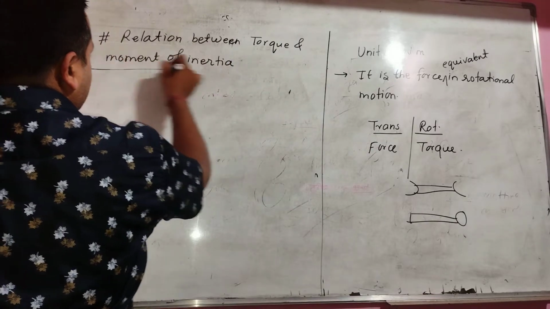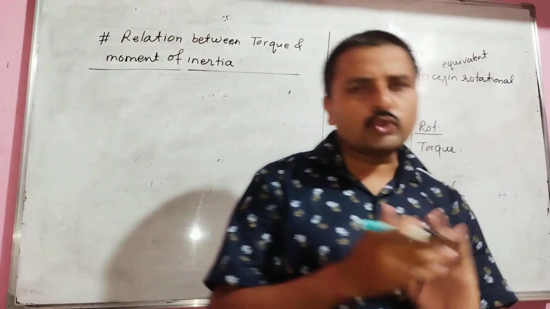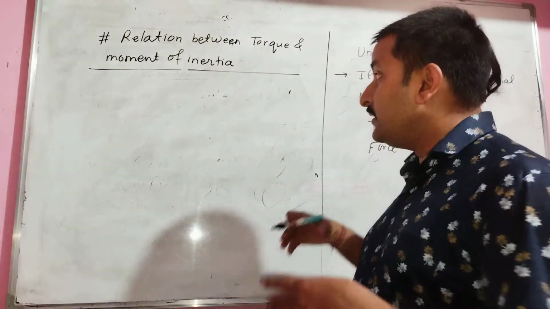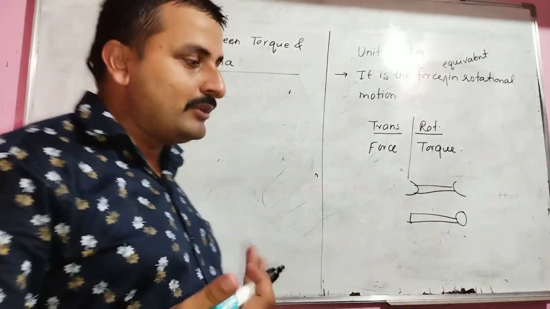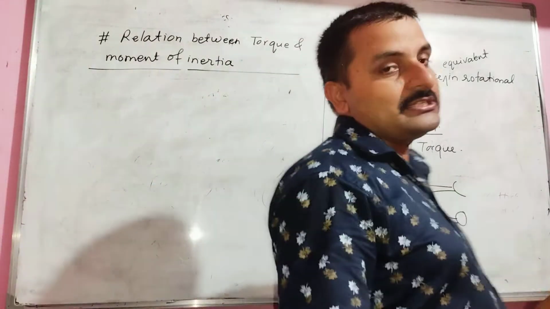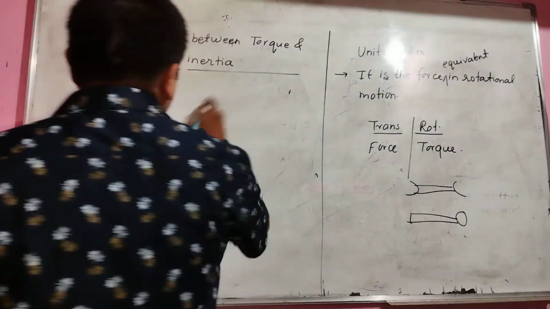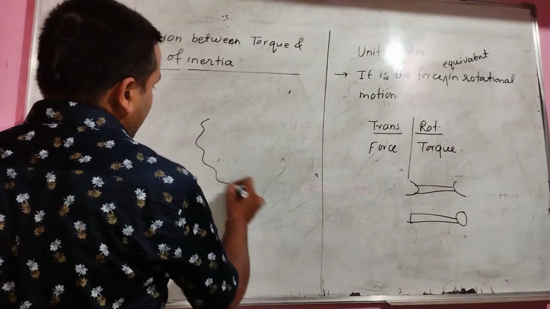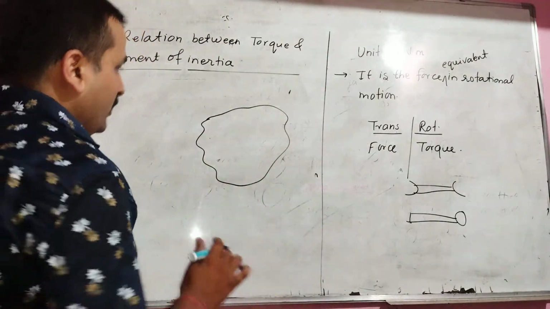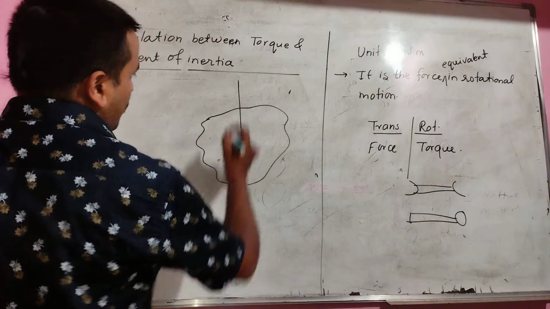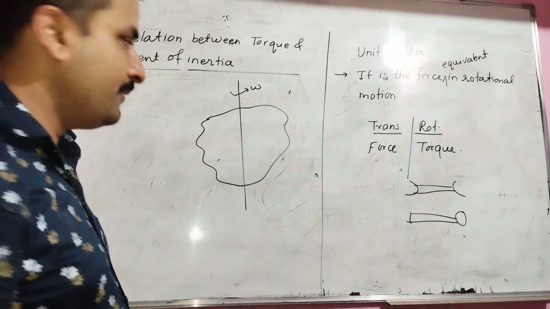Okay, so let us derive this relation in a very short way. I am not going to do it in a very detailed way. I just skip the language part and I just focus on the mathematical portion only. For example, let us say we have any body. I have just taken any irregular body. Suppose this body is rotating about this axis with any particular angular velocity.